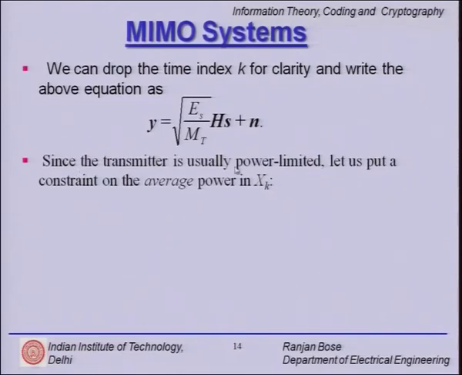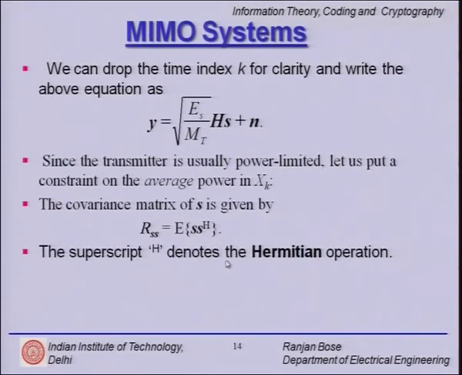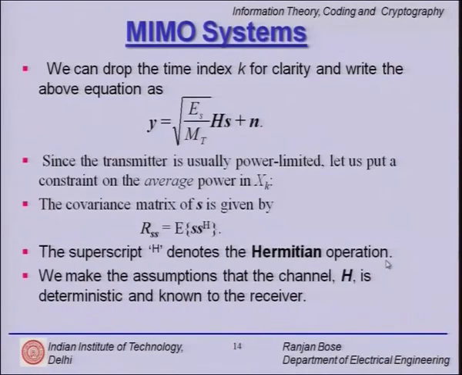So, since the transmitter is usually power limited and we have so many other constraints, let us put a constraint on the average power in Xk, the transmitted signal. Please note the term average. Average power can be defined as the covariance matrix of S, the transmitted signal, which is given by RSS, the expected value of S S Hermitian. The superscript H denotes the Hermitian operation.